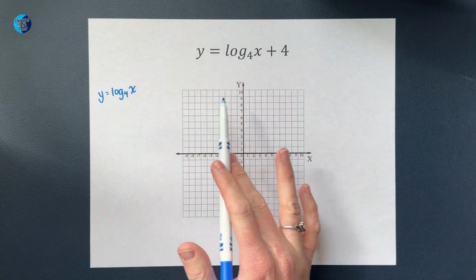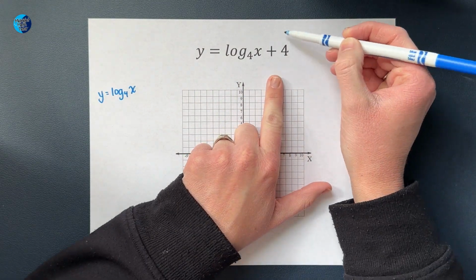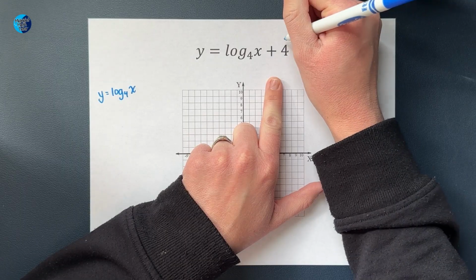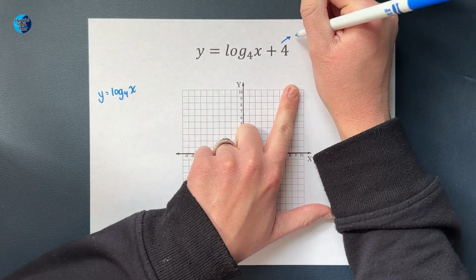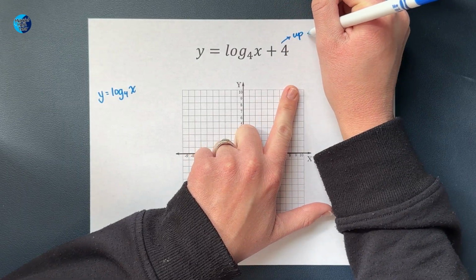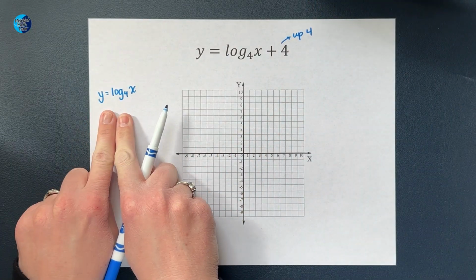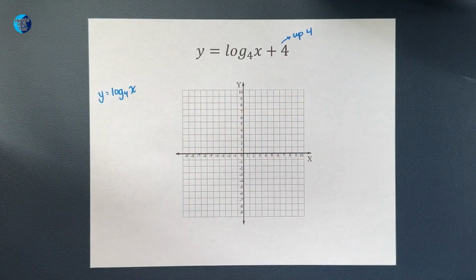Now, looking here, one of my transformations is this plus 4. What that tells me is my graph is going to move up 4. So I'm going to graph this parent graph and then shift it up 4. That will give me this graph.